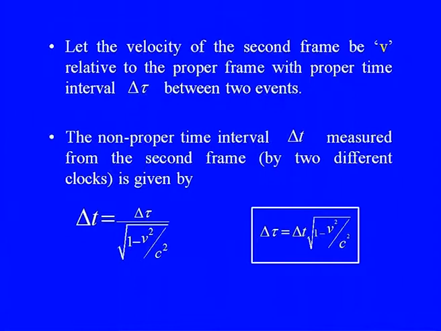So if the velocity of another frame is v relative to the proper frame, with the proper time interval delta tau between these events, then the non-proper time interval delta t measured from the second frame, by subtracting the times measured from two different clocks, will be delta tau divided by root over 1 minus v square by c square. Okay. And so delta tau, the proper time, is delta t into root over 1 minus v square by c square.